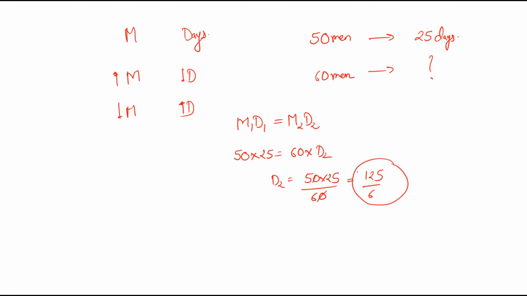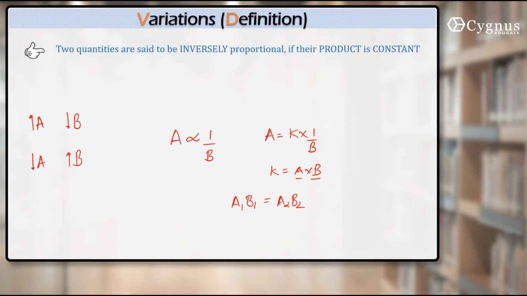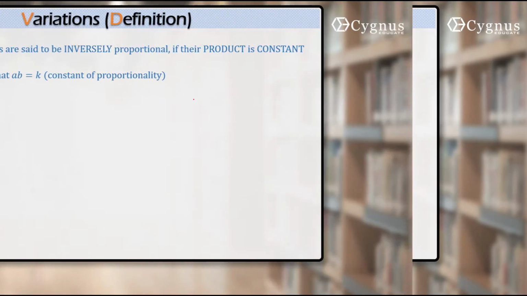This happens when the variables are inversely proportional to each other. I hope this is clear. So the product has to be constant. Let's take one more case here.